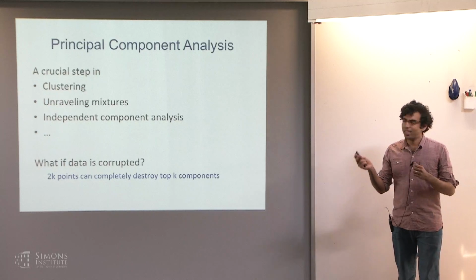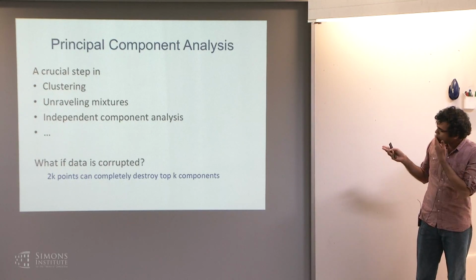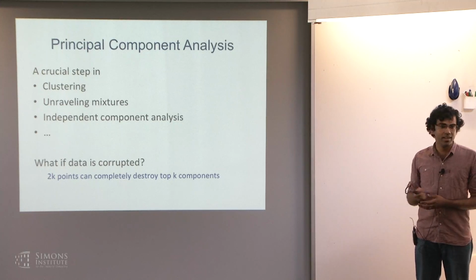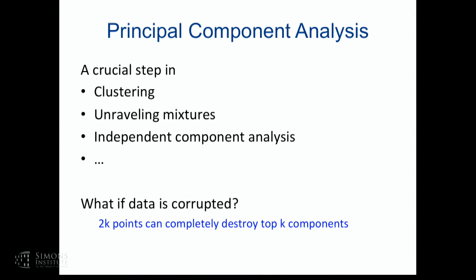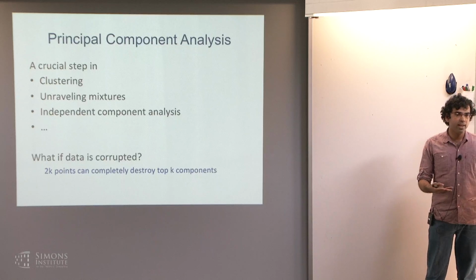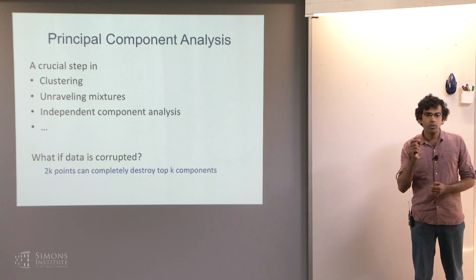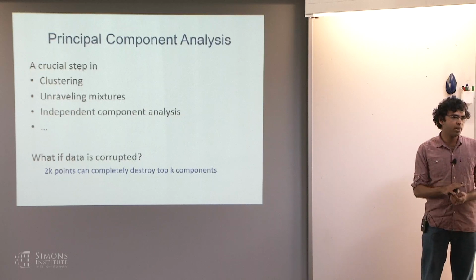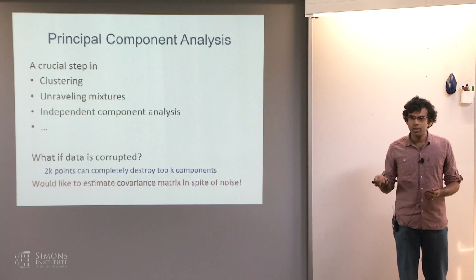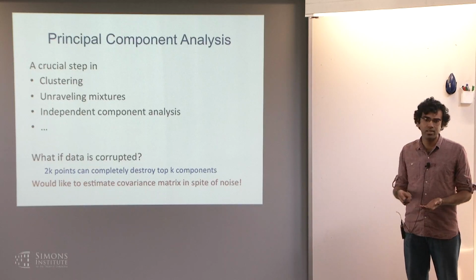Before going into the details, let me talk about some applications. Principal component analysis is a widely used tool for various learning tasks like clustering, dimensionality reduction, in learning Gaussian mixture models, independent component analysis, where usually people compute the top k principal components, where k is a constant, and project the data onto this space. But even if there are 2k corrupted points, the top k principal components can be completely off. So we'd like to estimate the covariance matrix in the presence of noise.